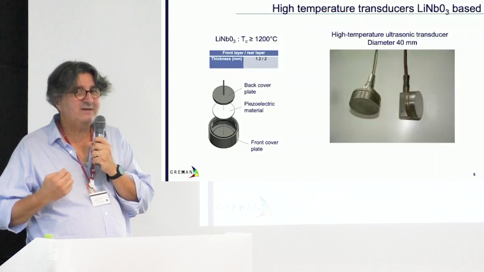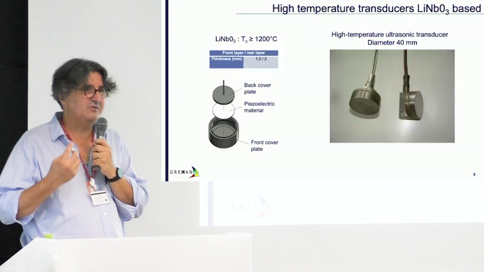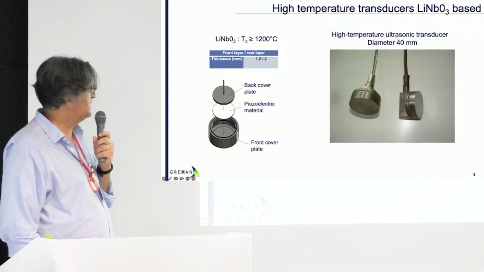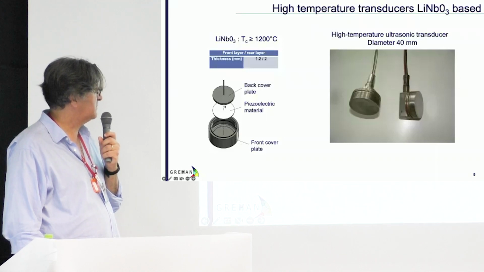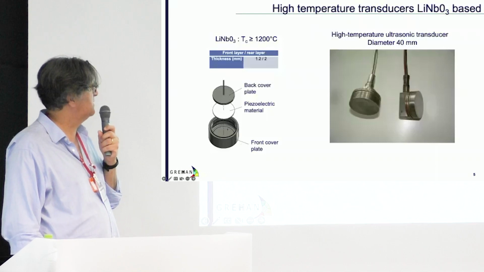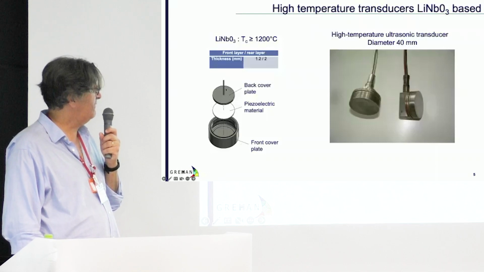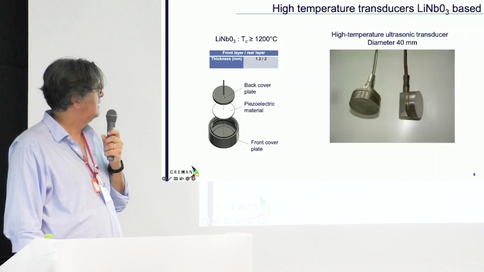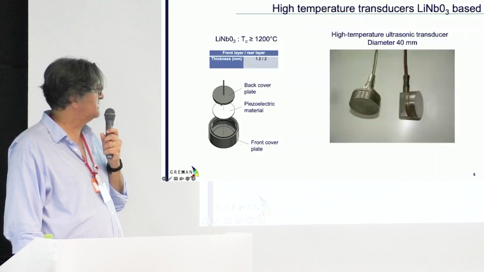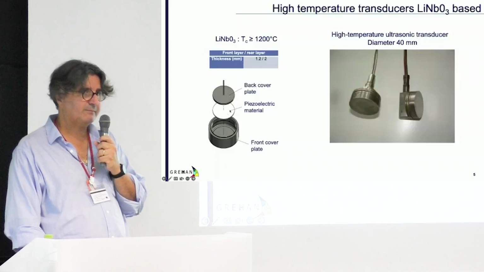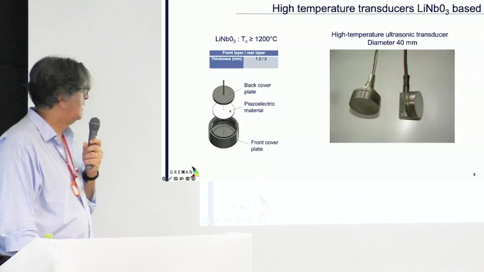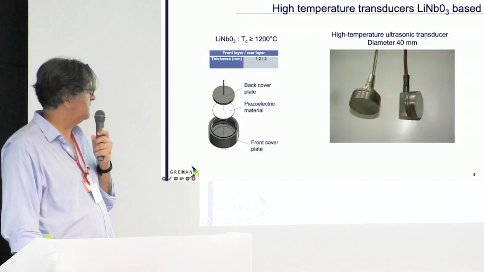But I would say this is not an optimum design of transducer. The transducer is made as this. You have a front plate cover and simply a piezoelectric material that supports high temperature. Here, this is lithium niobate. And you have just a back cover. If you look at the thickness of these metallic plates in front and on the back, typically it's 1.2 millimeter on front and 2 millimeter on the back. And then you have your piezo material, lithium niobate.